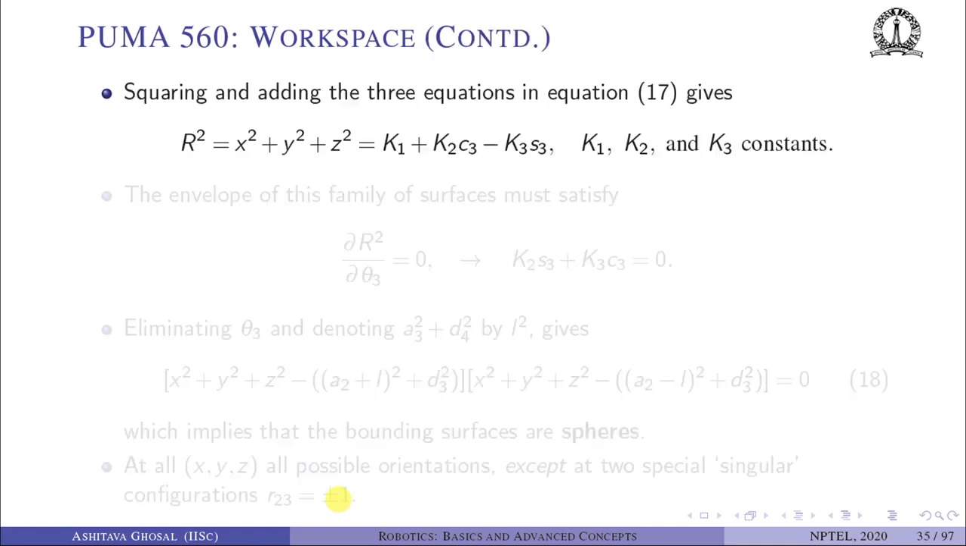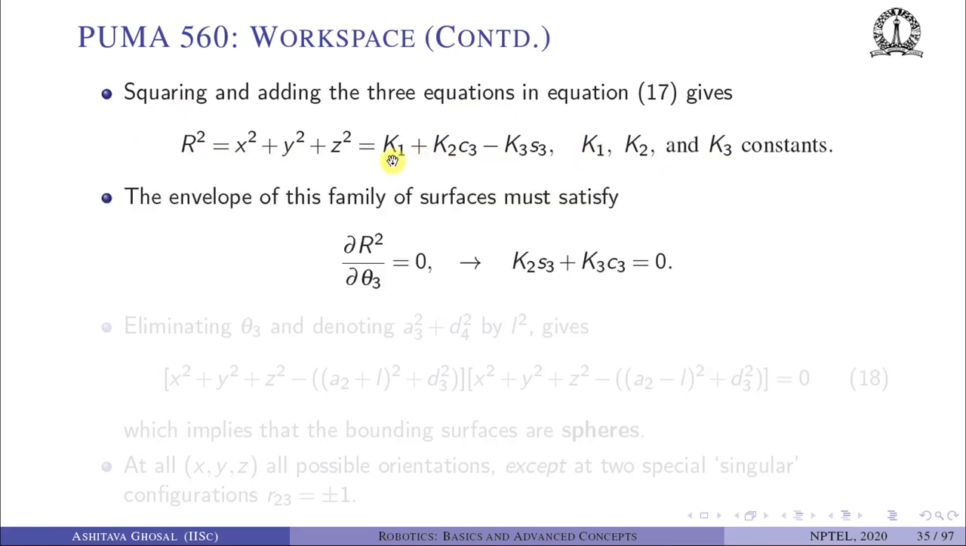Okay, and how do we find out that? So here are the steps. If you square and add these three equations, let's call that R squared, which is x squared plus y squared plus z squared. We can see it's a function of only theta 3. Okay, k1, k2, k3 are constants. So this is a family of surfaces. Okay, so if x squared plus y squared plus z squared was equal to a constant, that is a sphere. But then as theta 3 changes, we have a family of surfaces.